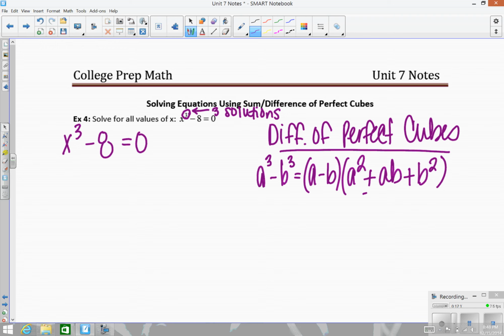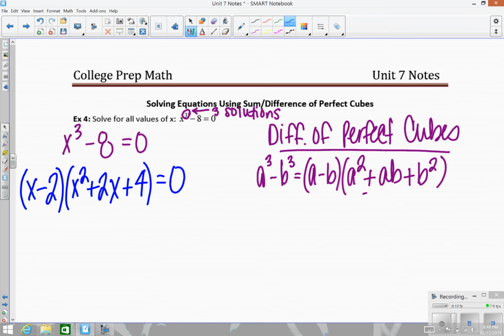So now I'm going to apply that formula. I'm going to cube root x to the third, which is just going to be x. Cube root 8 is going to be 2. And then I'm just looking at this x minus 2. I no longer worry about this part up here. So I square the first term, switch the sign, multiply the 2 and the x, so we get 2x, and then add the last term squared. So 2 squared is going to be 4. And then I keep the equals 0.